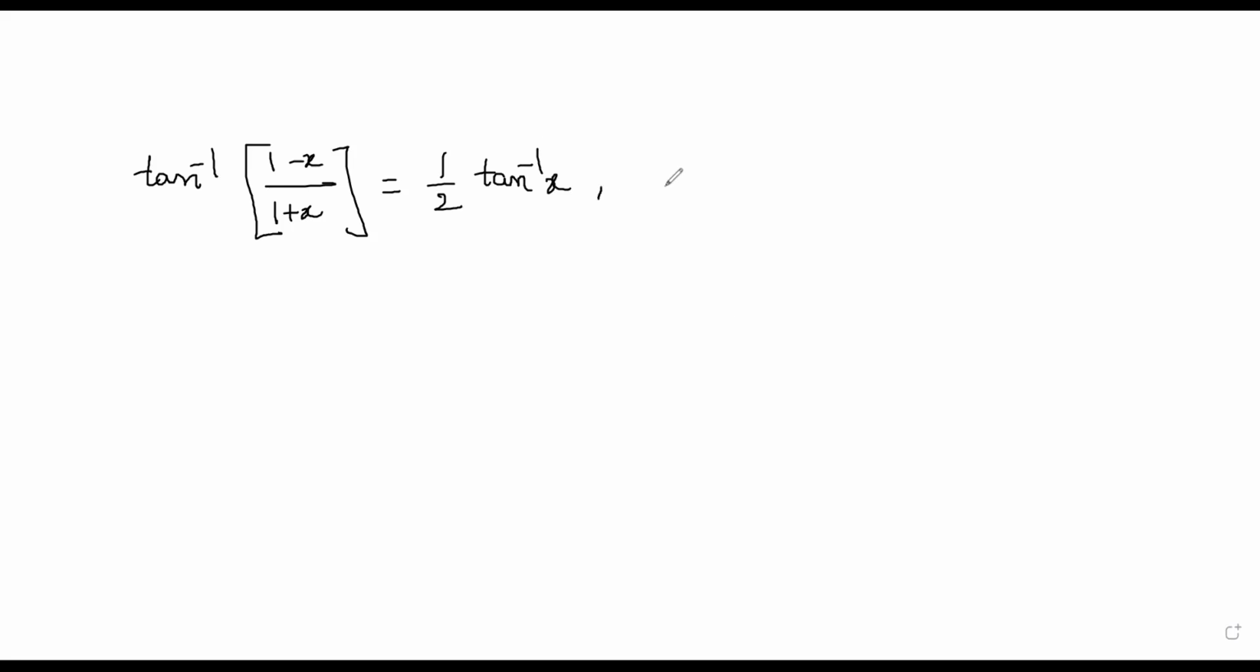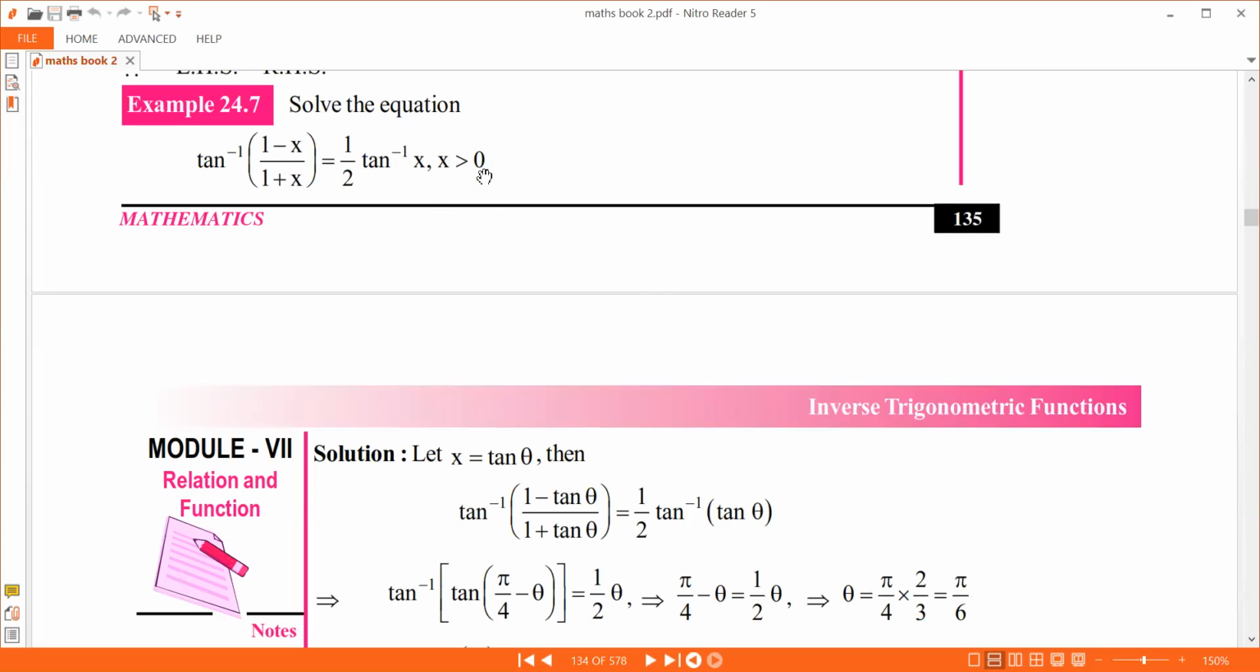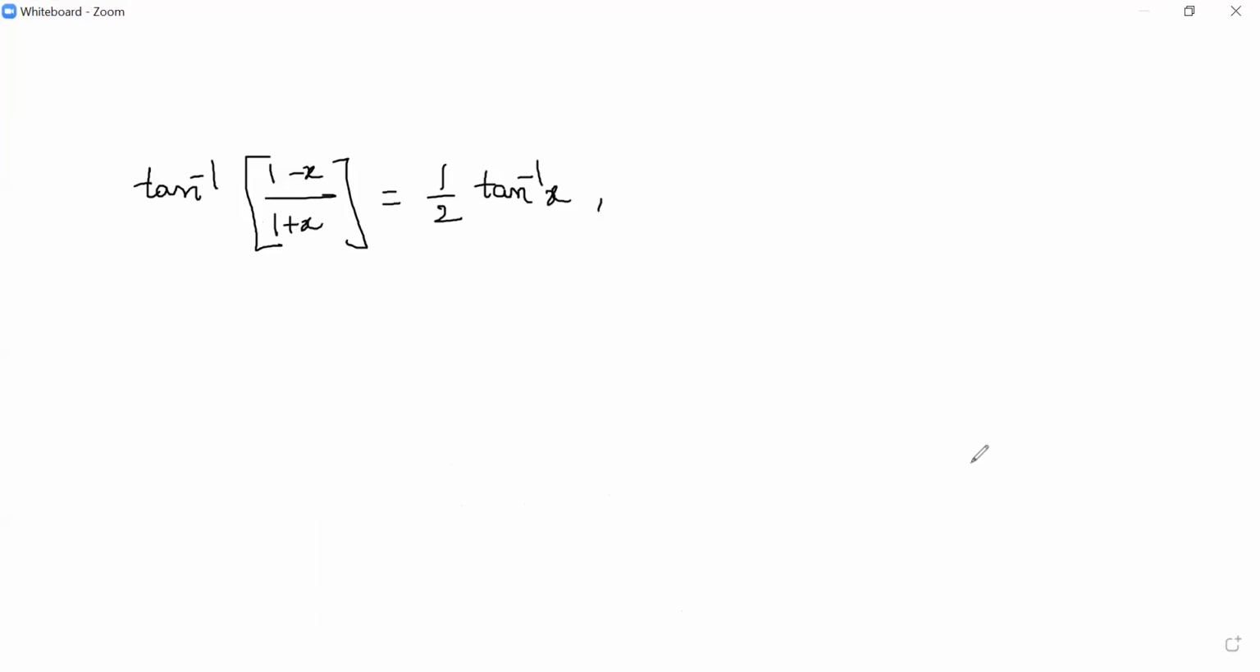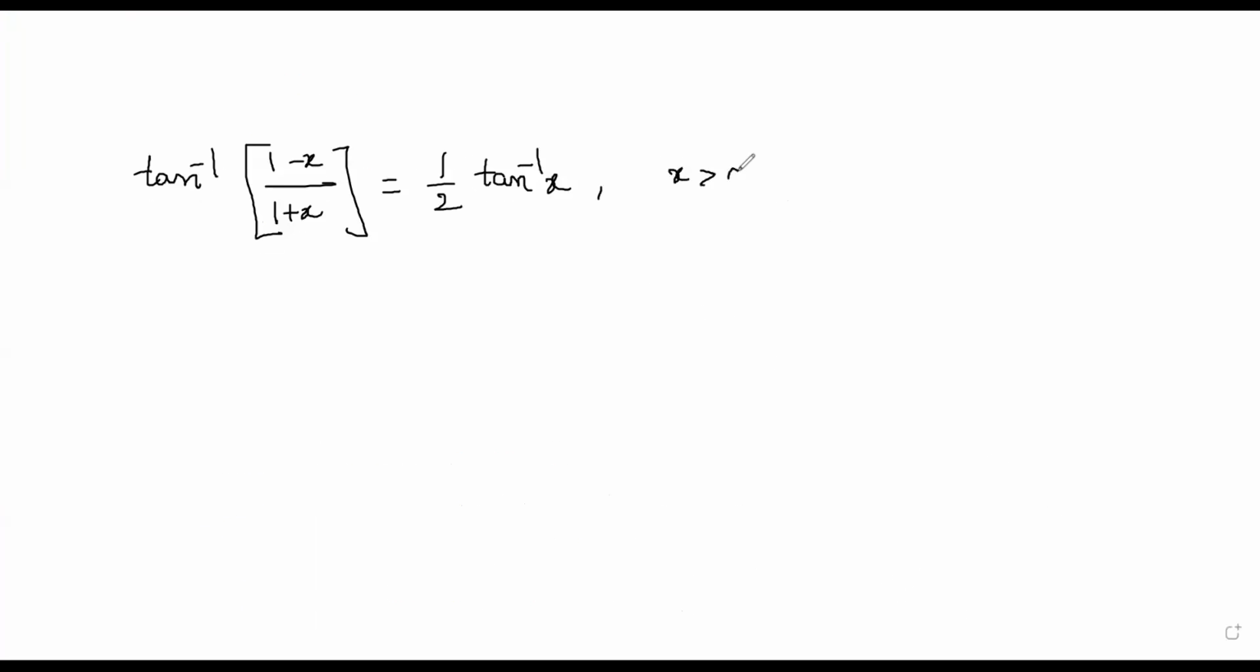And now they have given some condition. I forgot to write the condition. So what is the condition? They said x is greater than 0. X greater than 0 is the condition they have given. That means x is a positive number, x is a positive quantity.